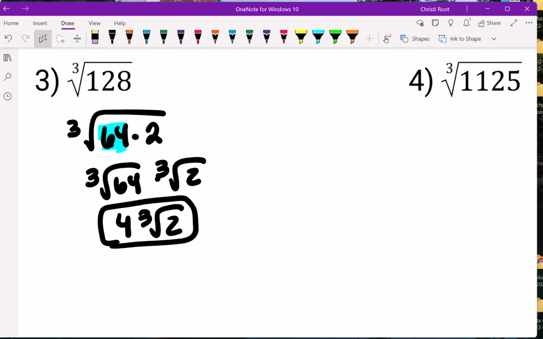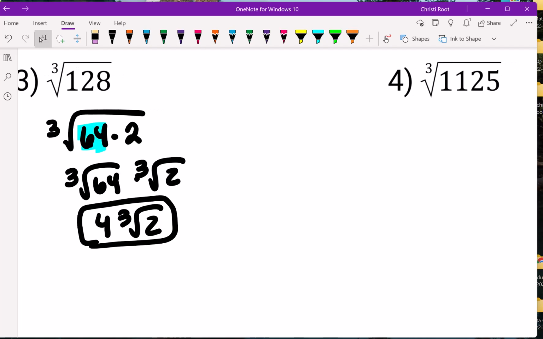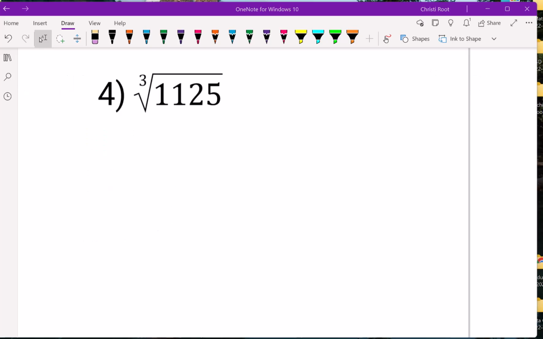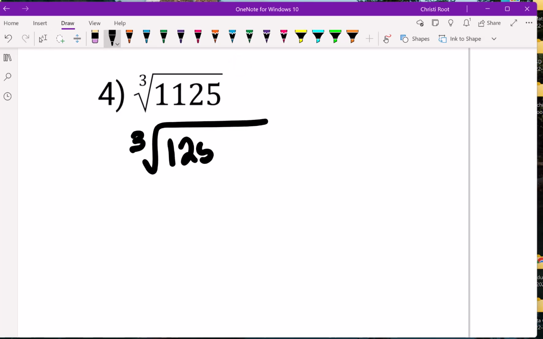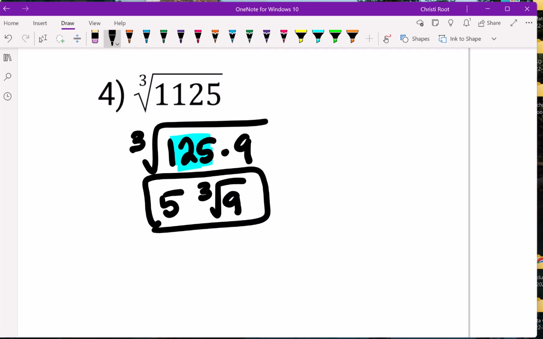Okay, and then one more time, just use your calculator. 1,125 is a really big number. See which one will divide into that number. And I will pause it. Okay, so on your calculator, if you divide this by 125, you get 9. So that is what I'm looking for. So 125 times 9 is what we started with. I can take the cube root of 125, and that would be 5. I cannot take the cube root of 9, so I have to leave it cube root of 9.